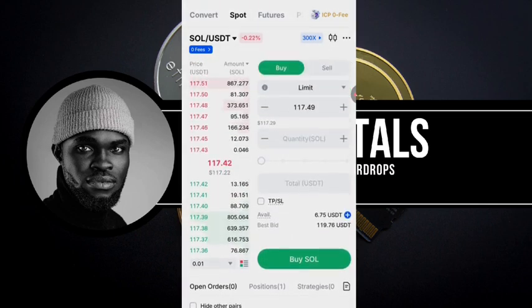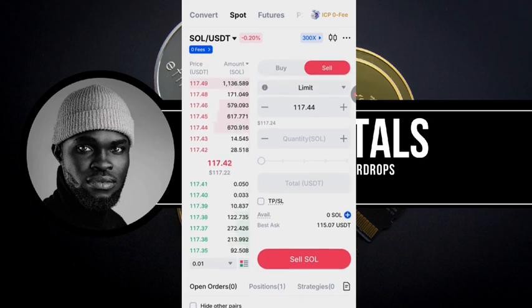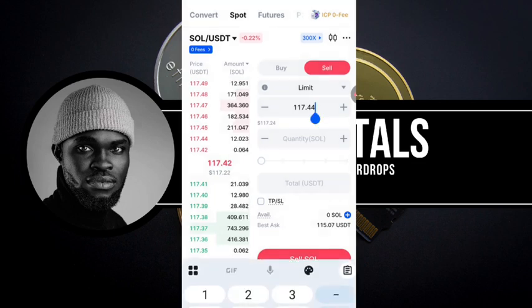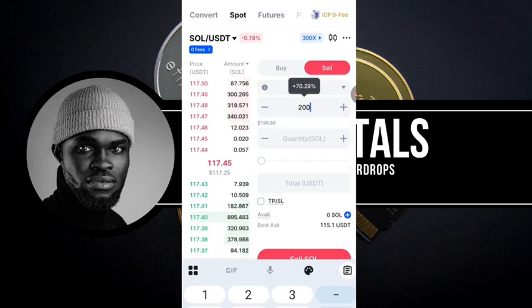Now the same thing also applies when it comes to sell. So when you come to sell as well, let's say I'm not holding any position of Solana right now. As when I'm holding Solana, I would have used that as an example. But because I'm not holding any Solana right now, I can just come and say, okay, I want to sell my Solana when it gets to $200, right? When Solana gets to $200, that's when I want it to sell.